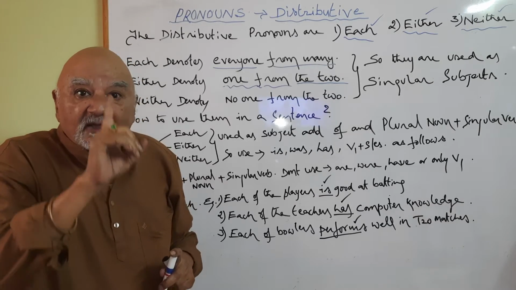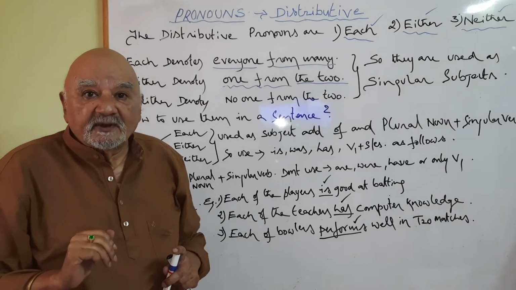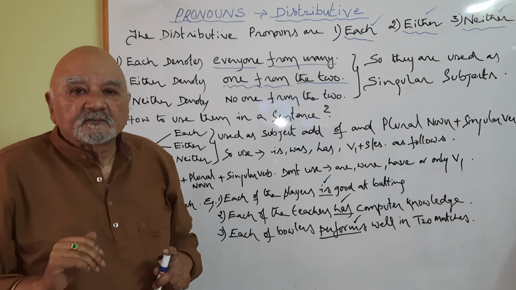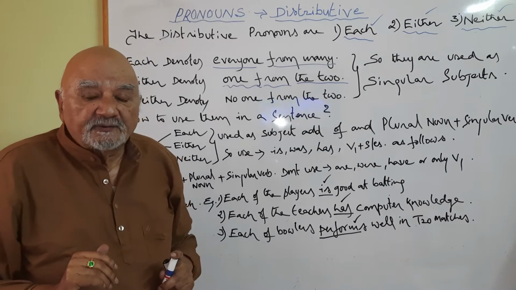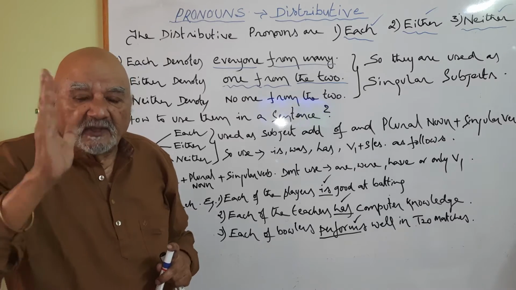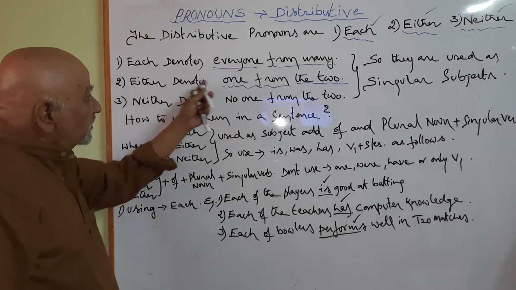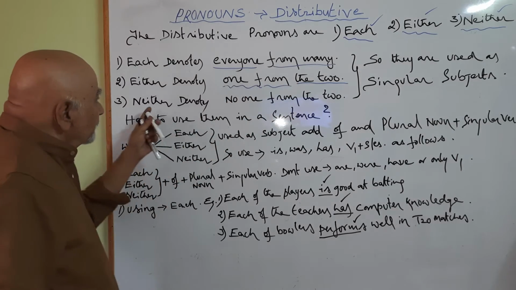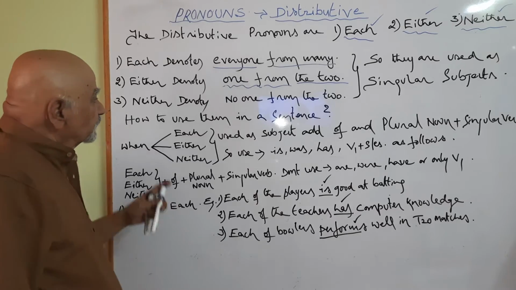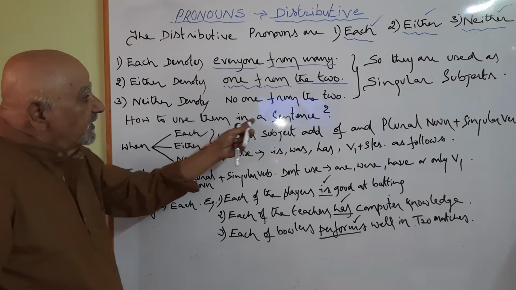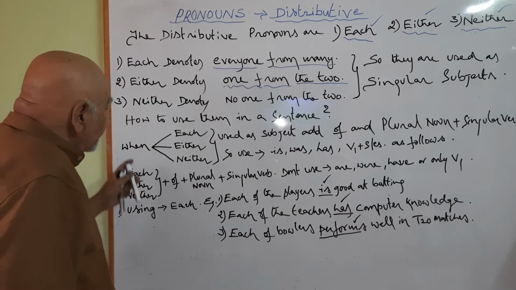Singular or plural? Singular subject. There is some confusion. That's why it is important. When there is some confusion in using grammar points, grammar rules, they ask. So, either denotes one from the two, neither denotes no one from the two. No one. How to use them in a sentence?